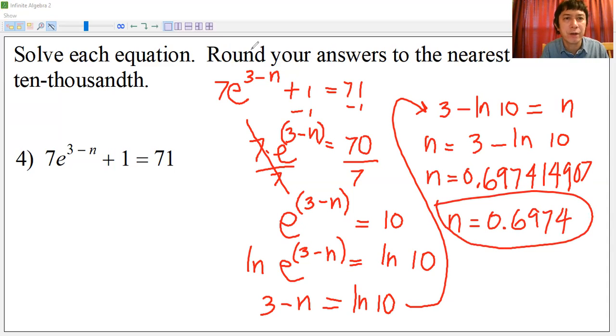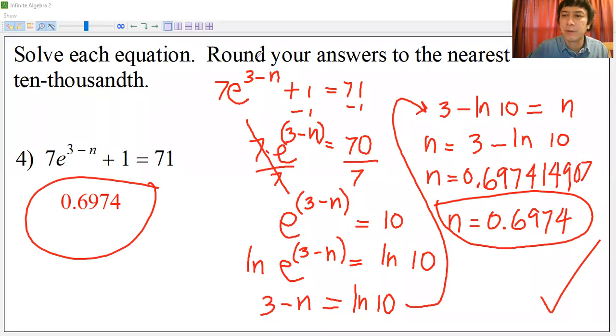We can check and verify over here. 0.6974 is correct. So this is correct. All right, let's continue with the next number, number 5.